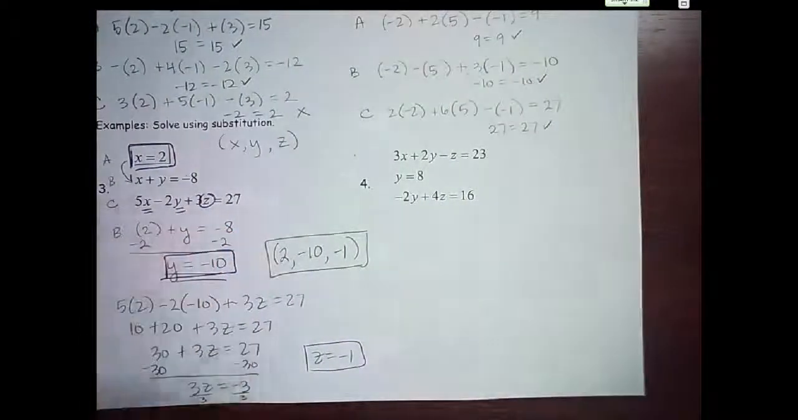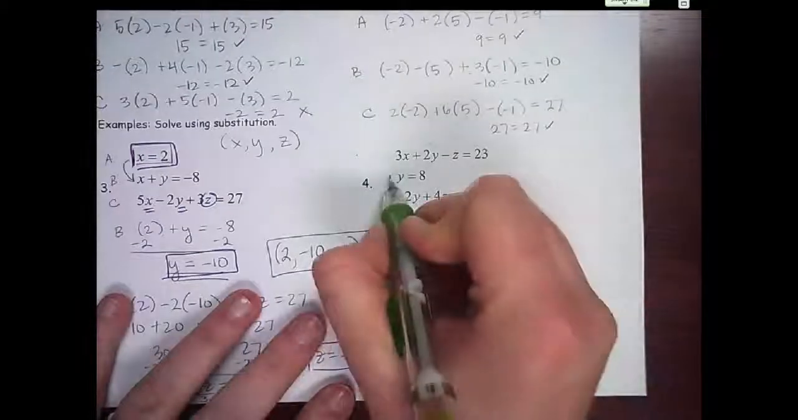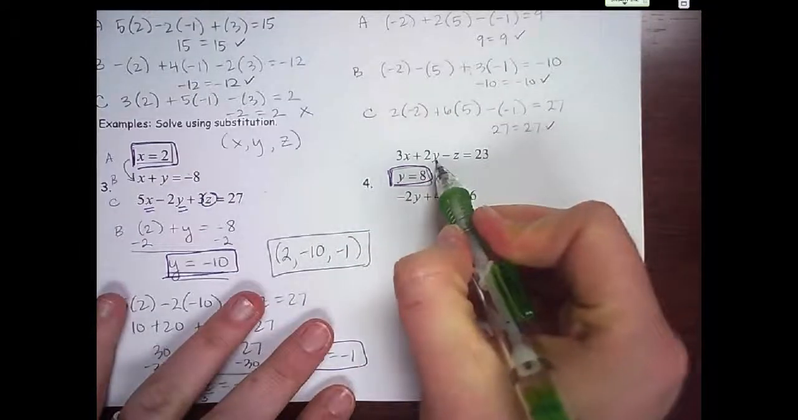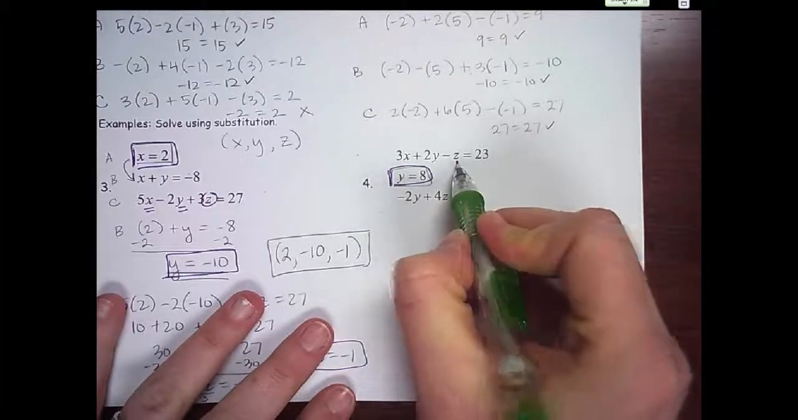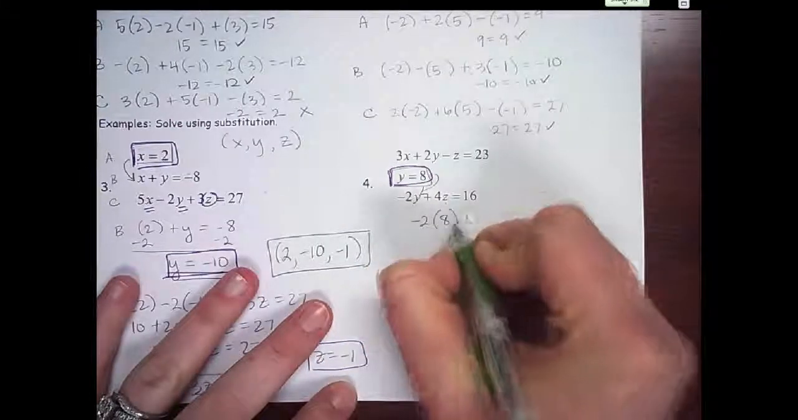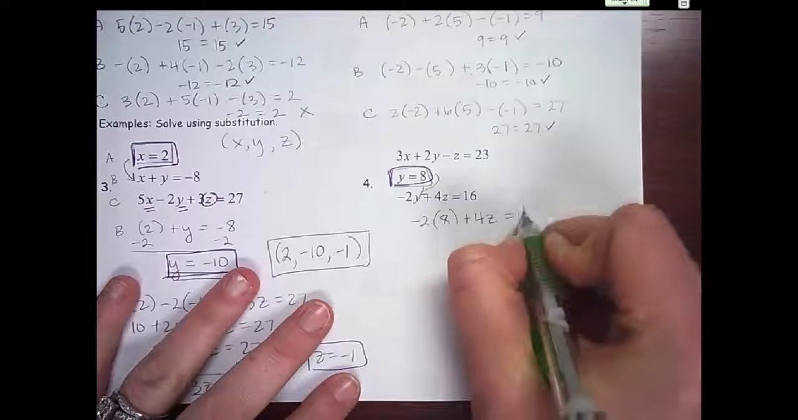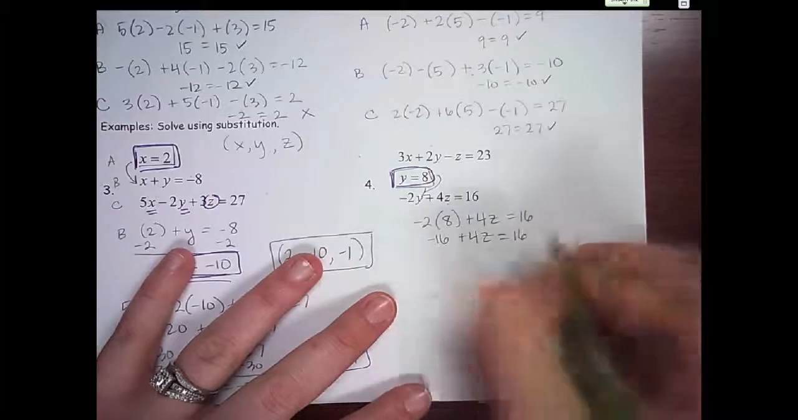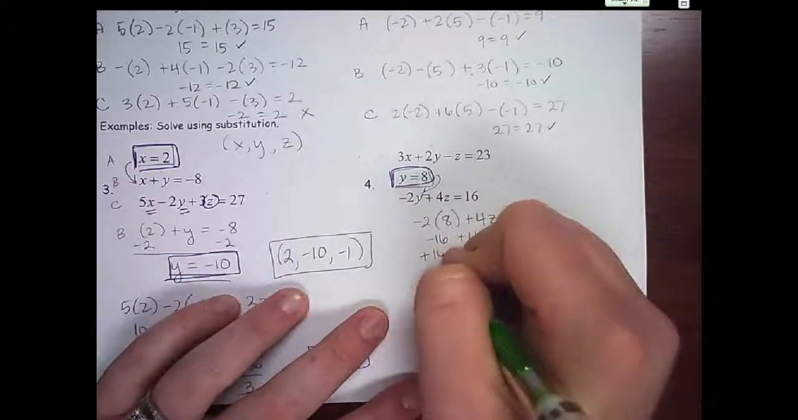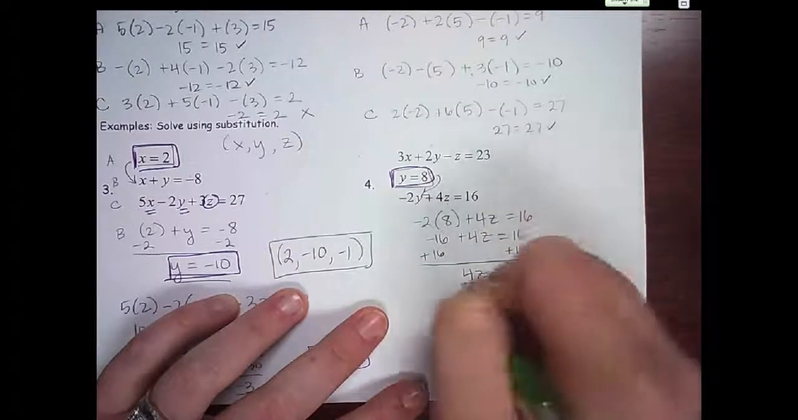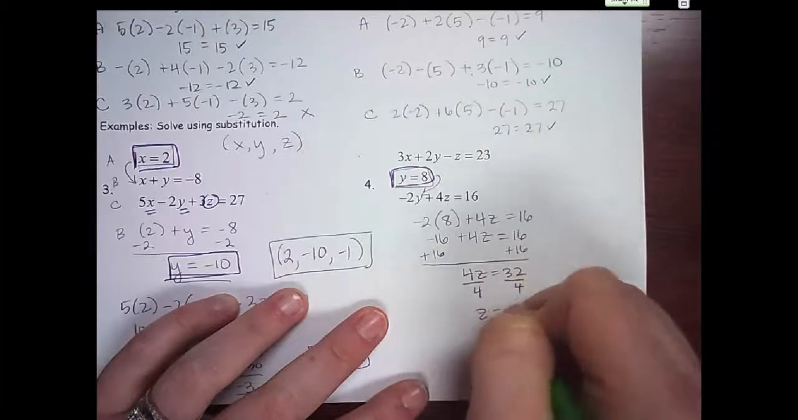Okay, number 4. Look at what you have. They gave us y equals 8. Let me do that in purple. Y equals 8. If I know y, it doesn't help me to go into this equation because I don't know x or z. Okay, but I could go right here and I could find the z. So negative 2 times 8 plus 4z equals 16. So negative 16 plus 4z equals 16. I want to add 16 over. So 4z equals 32. Divide by 4. Z equals 8.